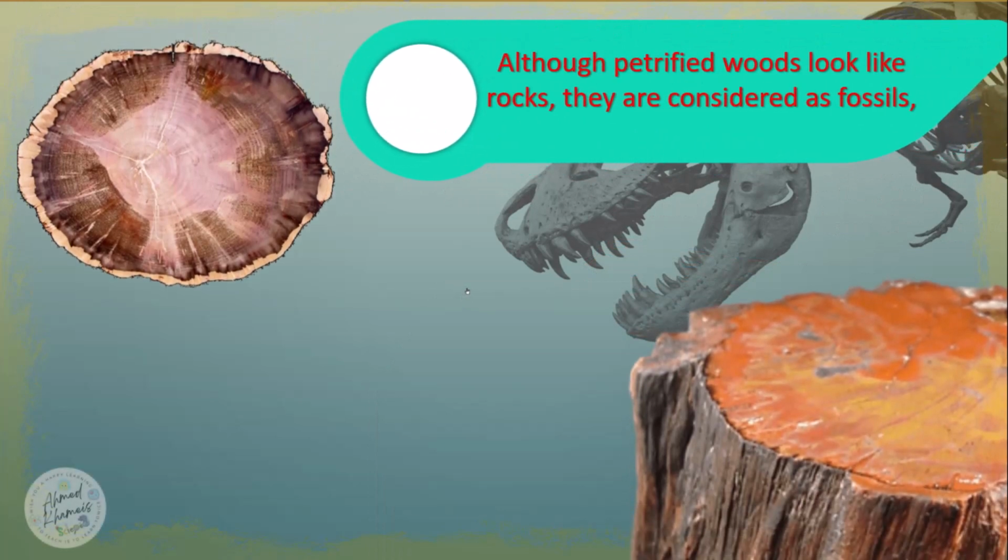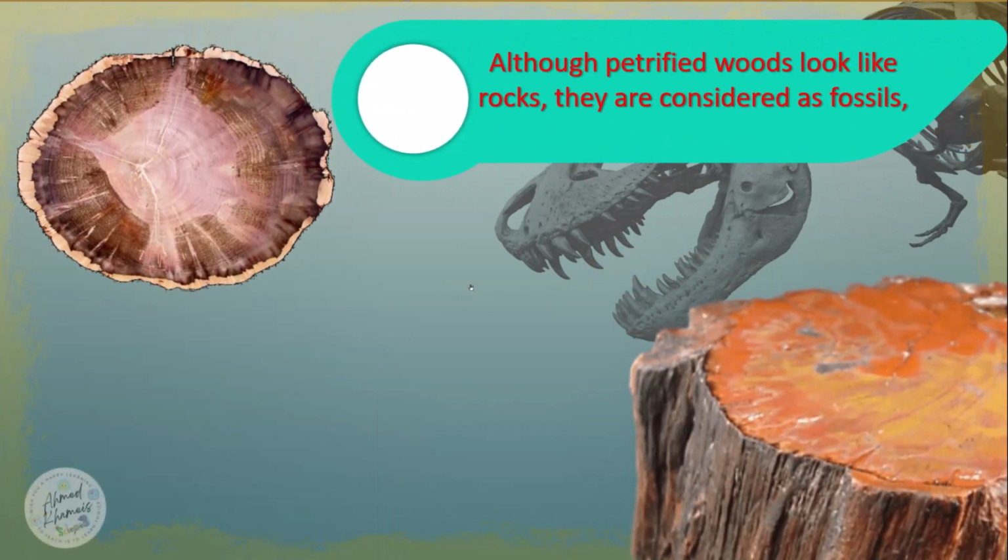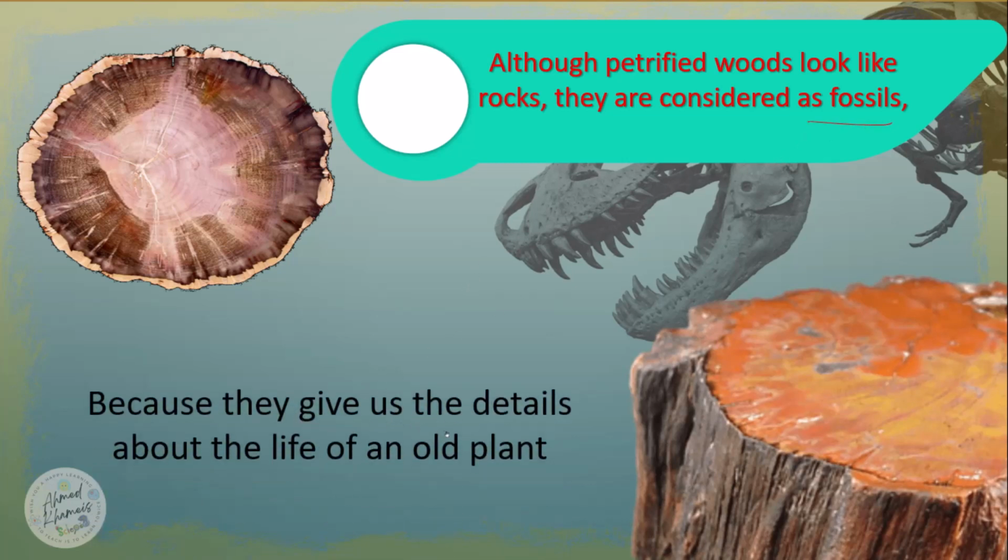So why does the petrified wood look like rocks and we consider them as fossils? Because they give us details about the life of an old plant. So as we mentioned, the petrified fossil keeps the shape of the body, so they keep the rings of the tree. And from the rings of the tree, we can know the age of the tree and the environmental condition in which the tree lived.